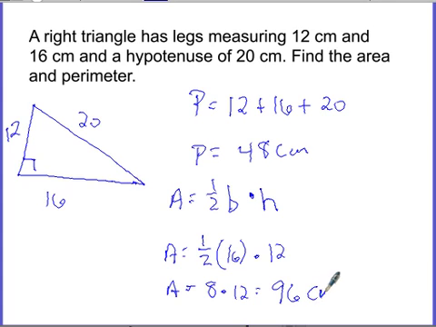And then, how did you know to put 16 in for the base? Because it's next to the right angle. But how did you know that this one was the base and not the other one? Because it's on the bottom? What if I had drawn the triangle like this, and we had called this one 12 and this one 16 and this one 20?